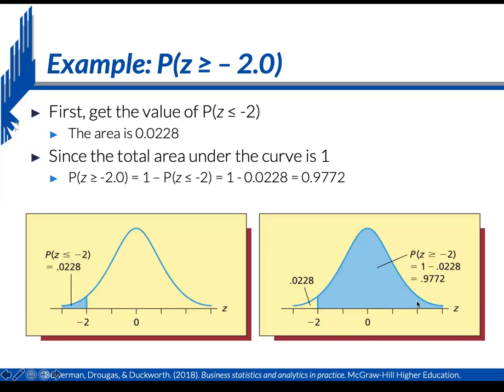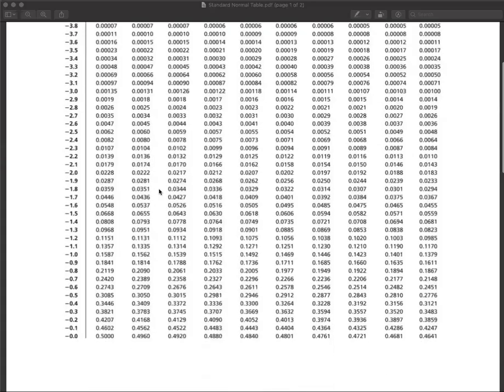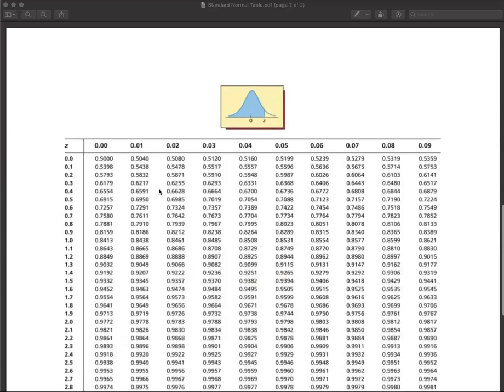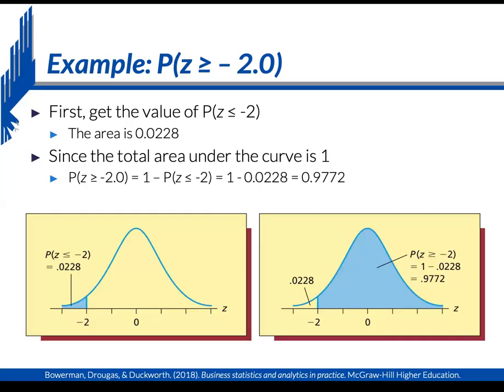So the total area to the left of 2. So if you search for 2 in the standard normal table, you will get 0.9772, which is again the same as what we would have obtained if we did the first procedure that we discussed earlier. So again, there are many possible ways to get probabilities or areas using the standard normal table. So just feel free to explore whatever will work best for you.